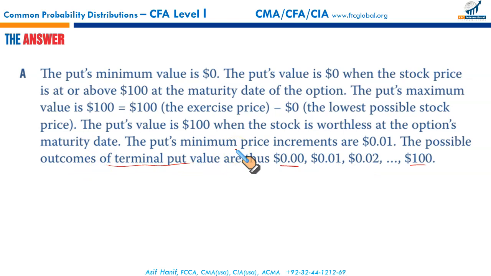How do we calculate the gain on a put and call option? That's totally beyond the scope of this topic we're doing right now.